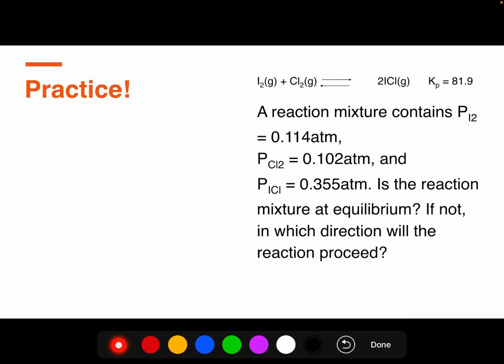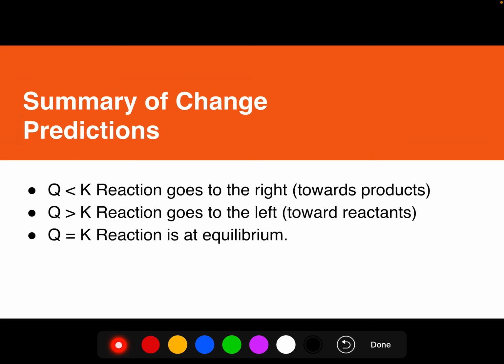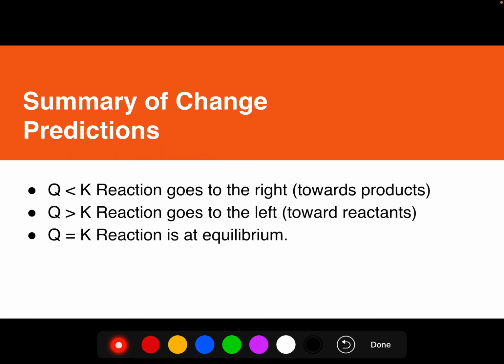So, all right. So here is what happens. Oh, I don't even know what's going on here. All right, there we go. If Q is less than K, Q is less than K. So remember, I keep accidentally hitting it. So we got our products over reactants here.